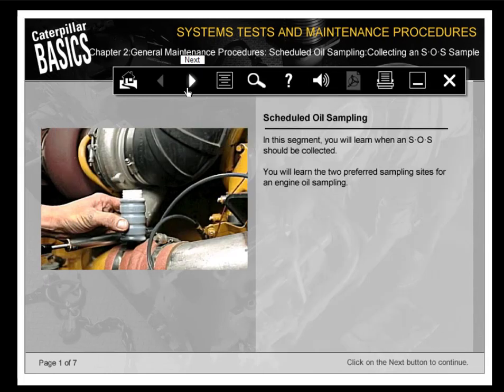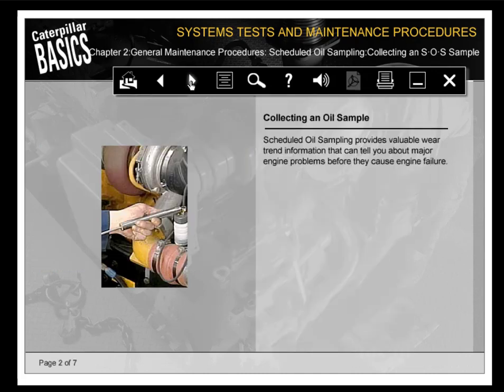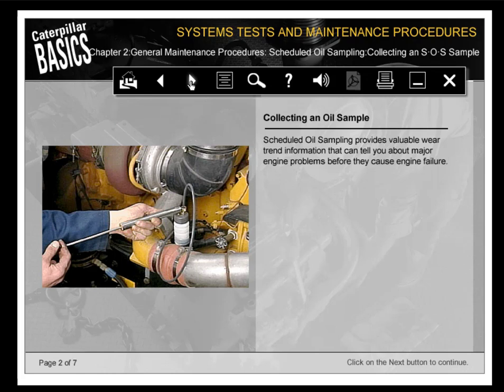In this segment, you will learn when a scheduled oil sample should be collected and learn the 2 preferred sampling sites for an engine oil sample. Scheduled oil sampling, or SOS, provides valuable wear trend information that can tell you about major engine problems before they cause engine failure.